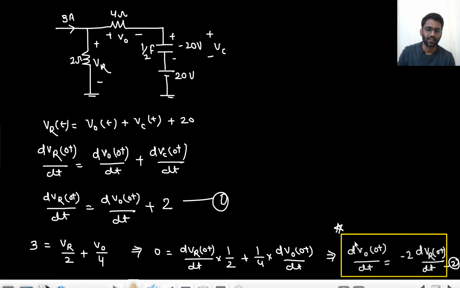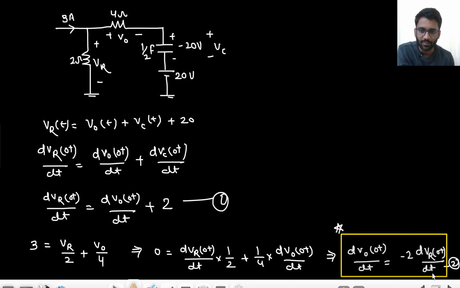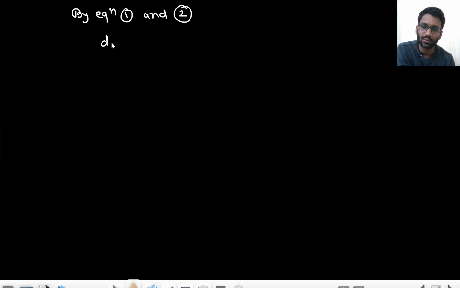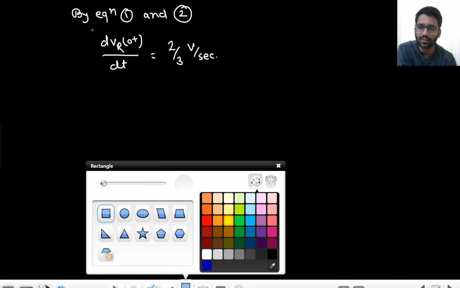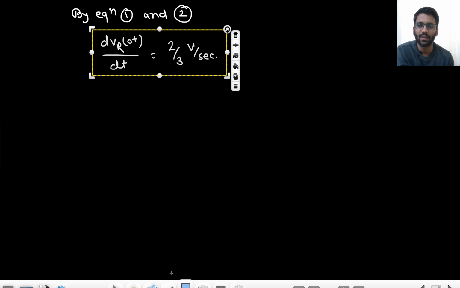Now by using equation 1 and 2, right, that's why I took this problem, because this was very interesting. Now I can put 2 here, this will be 3, so 2 by 3 is the answer I will get. So dVR(0+) by dt will be 2 by 3 volt per second. Well and good. So this is my third answer.